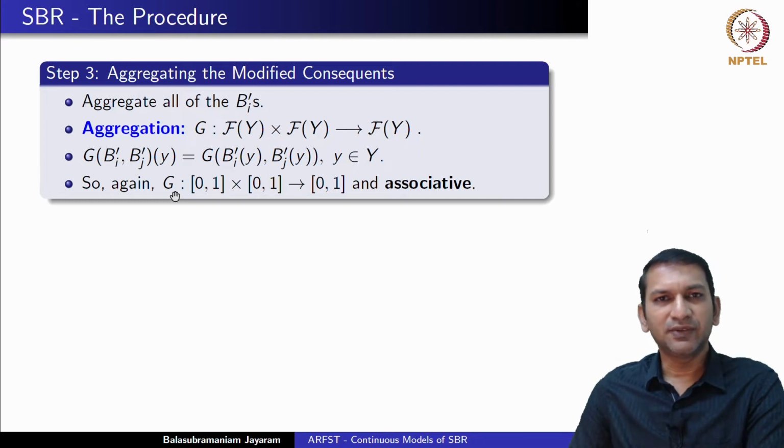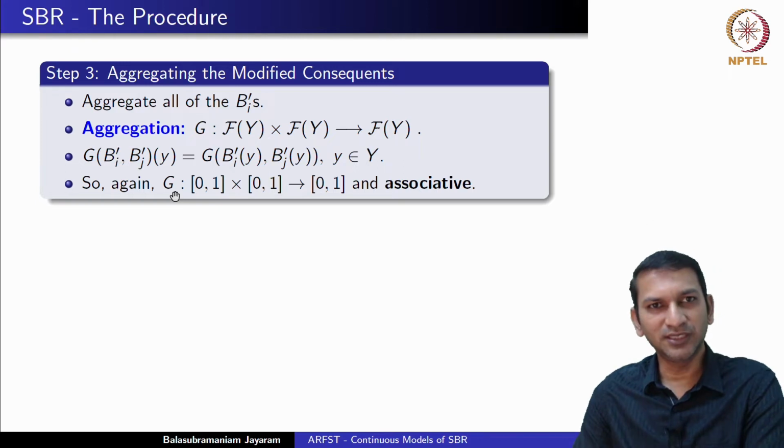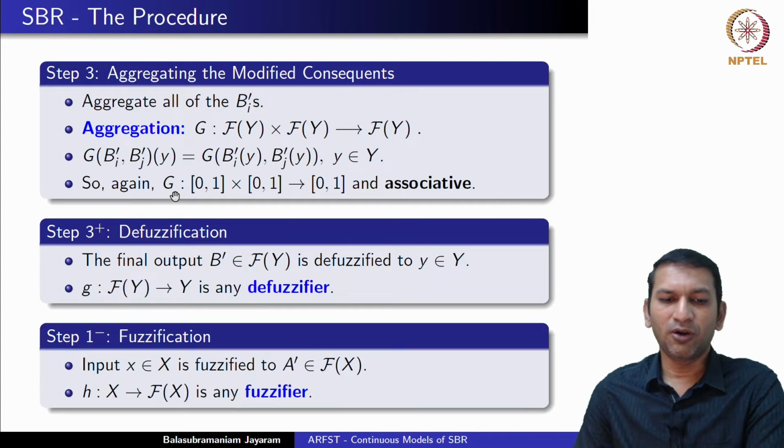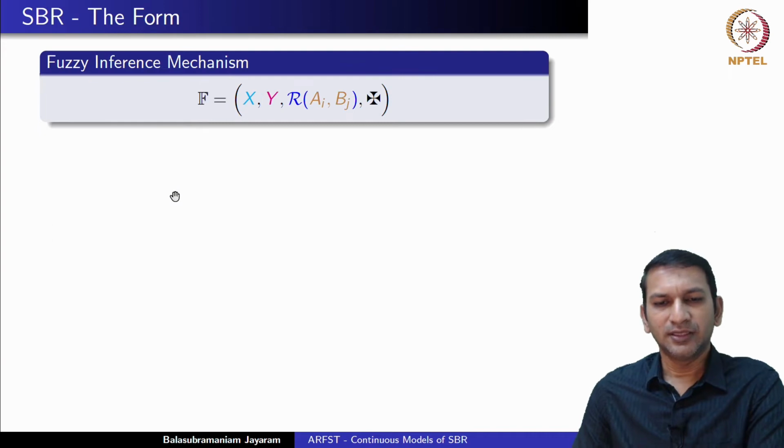Now, if we stay within the realms of mapping from fuzzy sets to fuzzy sets, this is sufficient. However, often there is a need to defuzzify the output fuzzy set, or the input may be in the form of a real number or real vector which needs to be fuzzified. So we need a defuzzifier and a fuzzifier as pre and post processing steps. Now, this is the general form of a fuzzy inference mechanism.